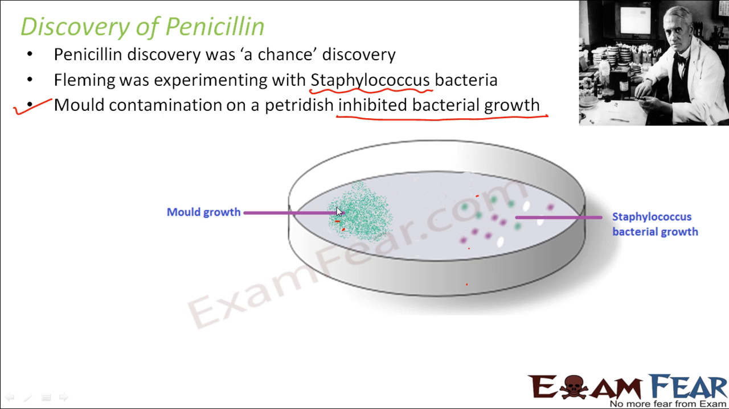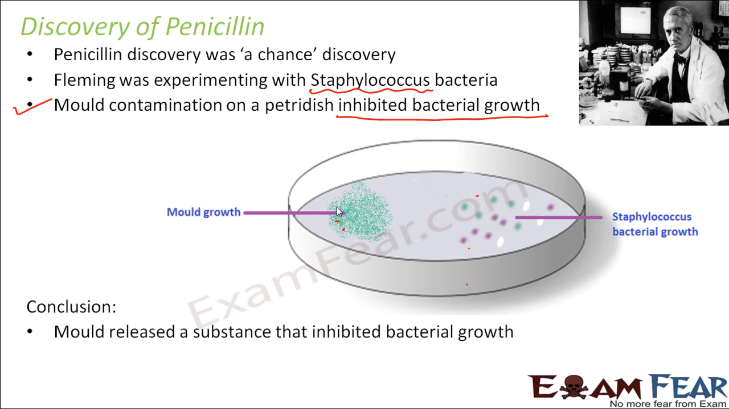Why does a bacterial infection spread? Because bacteria continuously keep on growing, and they multiply really fast. So to treat bacterial infection, we need something which can inhibit bacterial growth. That is what he could see here. On this culture dish, he found an organism which could inhibit the growth of the Staphylococcus bacteria. He concluded that the mold released a substance that inhibited bacterial growth. And what was mold? Mold is an example of fungi. This fungus was releasing some substance which stopped the bacteria from growing.